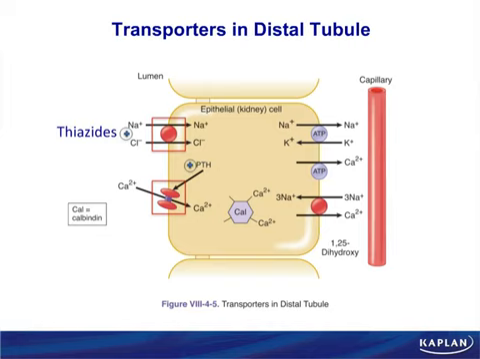PTH enhances this. Activated vitamin D also directly works on these cells to increase reabsorption of calcium by increasing genetic expression of calbindin. Calbindin is a transporter protein that increases the transport of calcium, and this is the distal tubule.